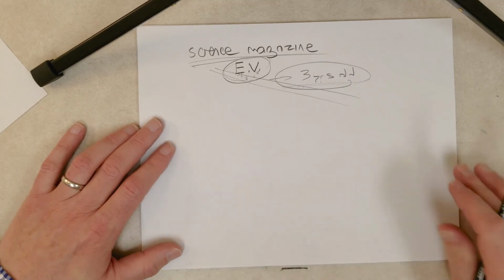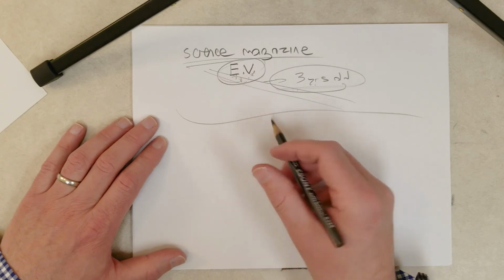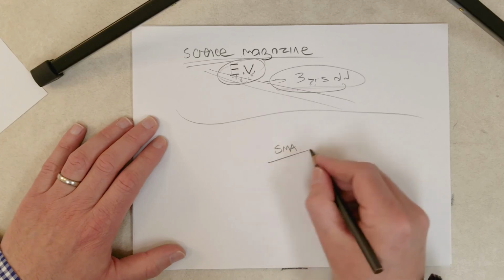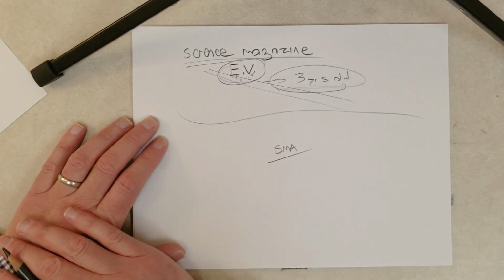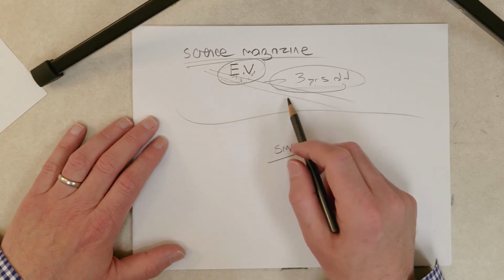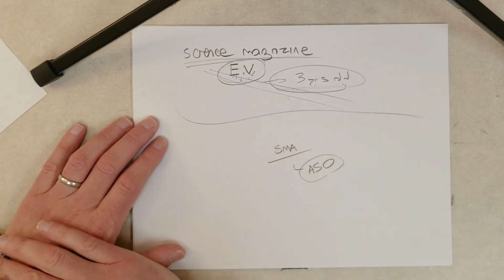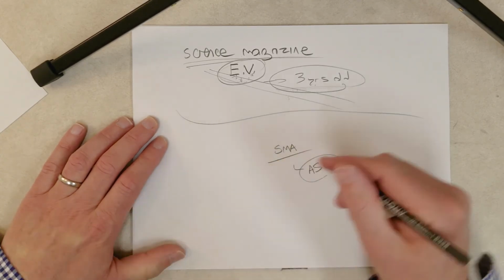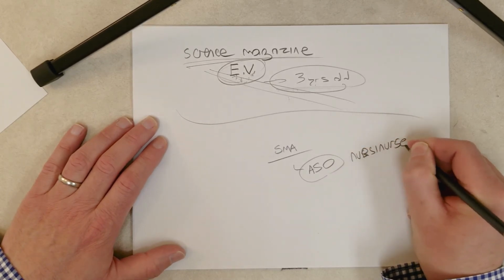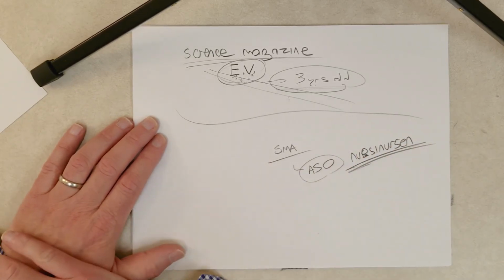Okay, so in the next video, what we're going to do is take a little bit closer look at different SMA, spinal muscular atrophy, subtypes, and a new treatment that's not gene therapy. It's based on ASOs, antisense oligonucleotides, and I think it's called nusinersen, which is one of the names of the pharmaceutical that is used to treat individuals with SMA1.